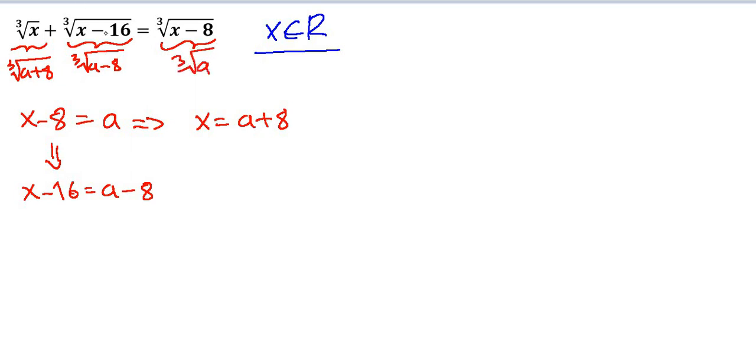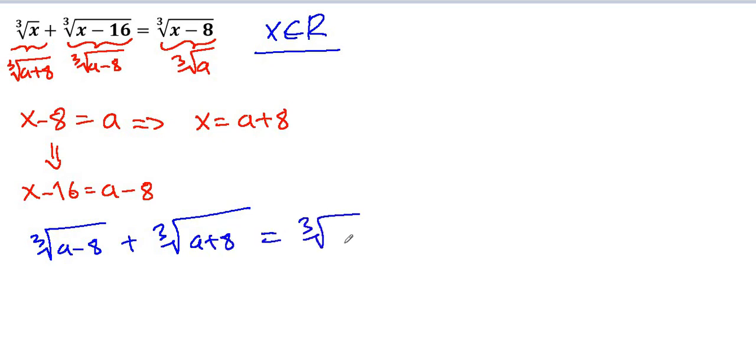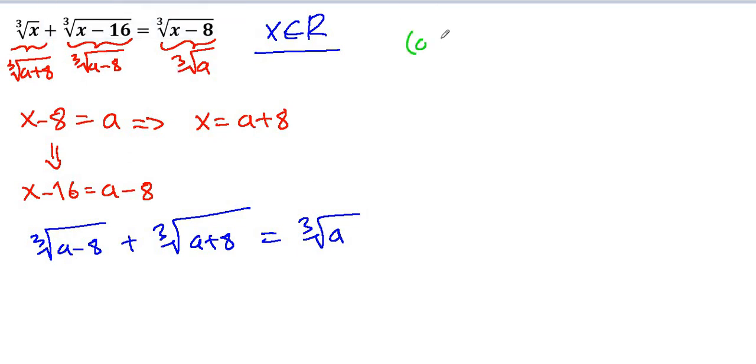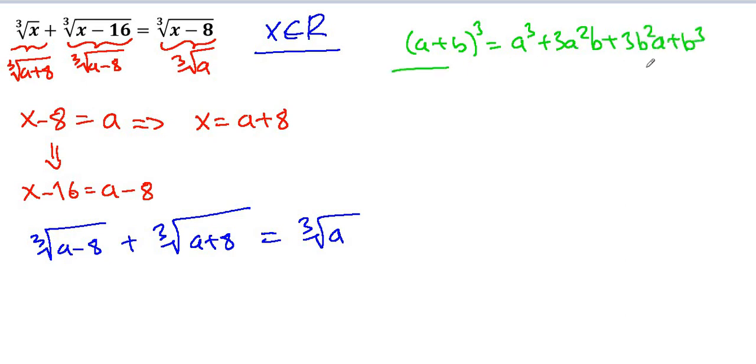Now our new equation with a new variable will look like this. Cubic root of a minus 8 plus cubic root of a plus 8 is equal to cubic root of a. Now I have to cube both sides by using the following formula. We know that a plus b to the power of 3 is always equal to a cubed plus 3a squared b plus 3b squared a plus b cubed. Now using this we can easily cube the last equation.